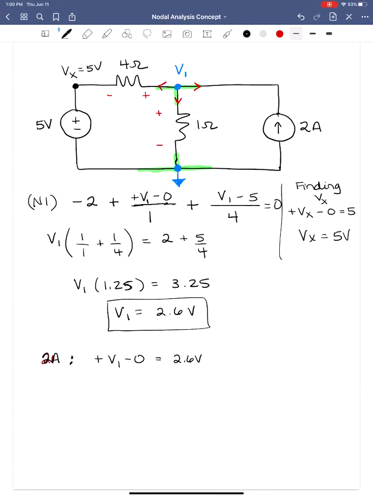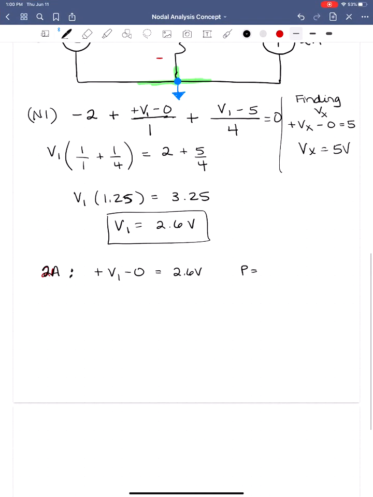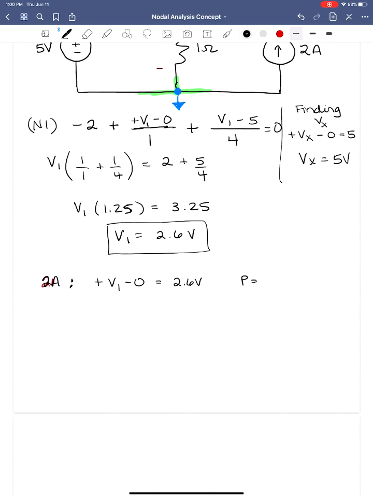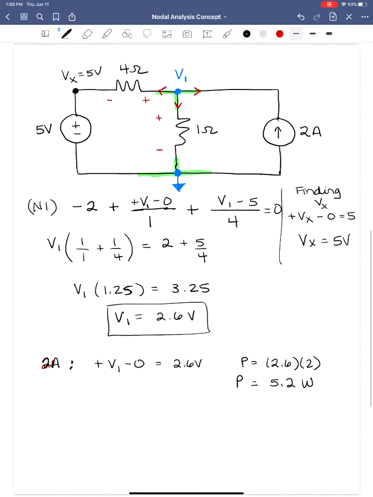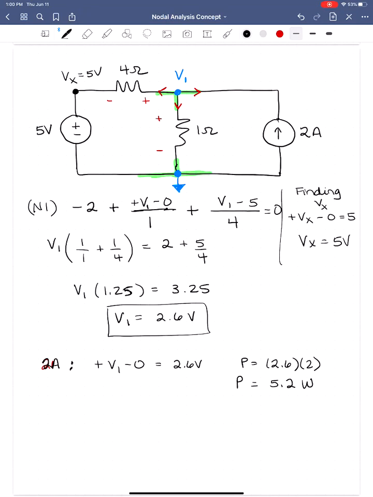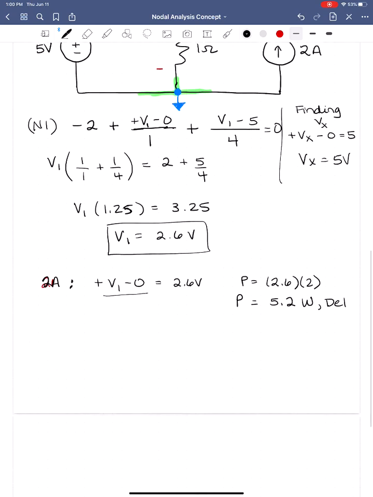P is equal to the voltage, 2.6, times the current, value of the source, 2. So this is going to be 5.2 watts. Okay, so 5.2 watts. The way we expressed this voltage to find the power, we referenced it such that the current was flowing from minus to plus. So this power is delivered. Let's do the other source, 5 volts.